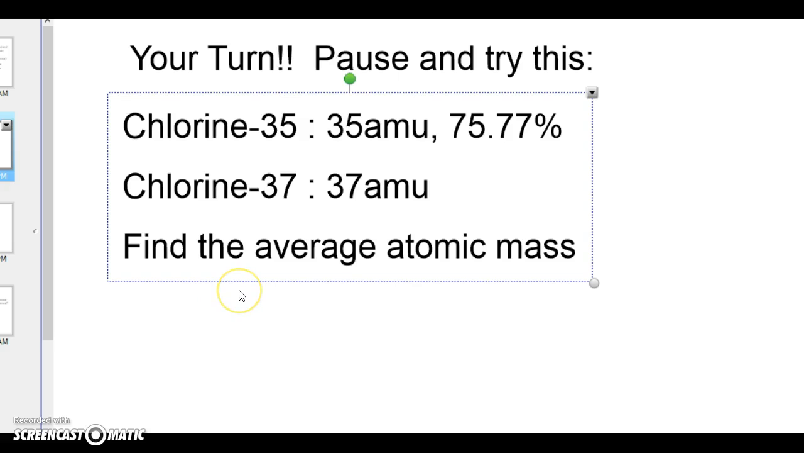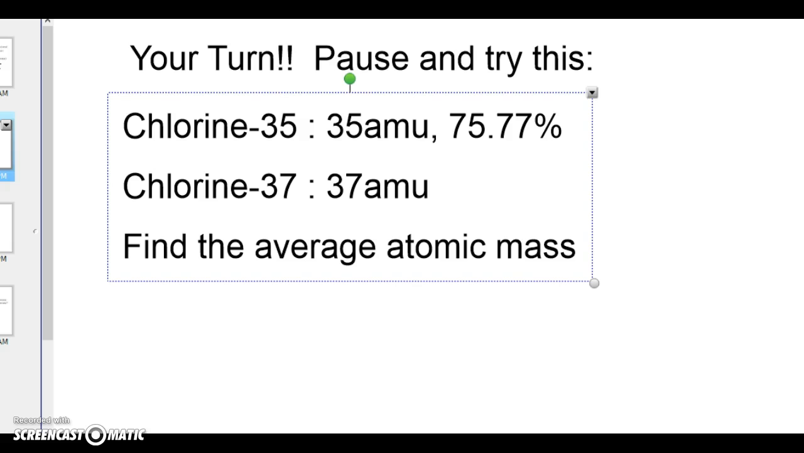Your problem is, of all the chlorine atoms in the world, they exist as chlorine 35 and 37. Chlorine 35 has a mass of 35 AMUs, and 75.77% of chlorine atoms in the world have that mass. The rest have a mass of 37 AMUs. What is the average atomic mass? Go ahead and pause.